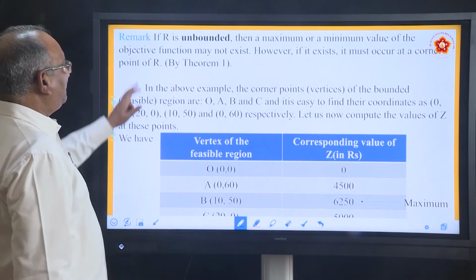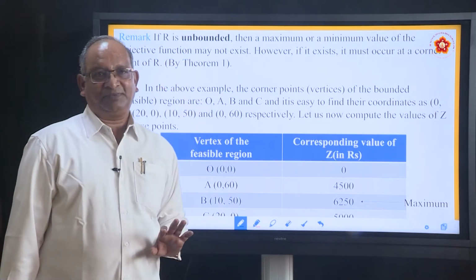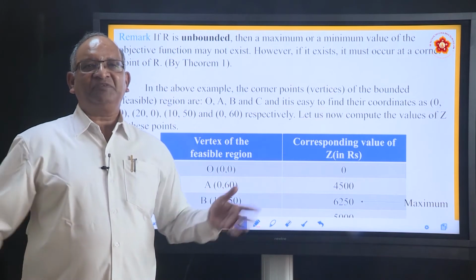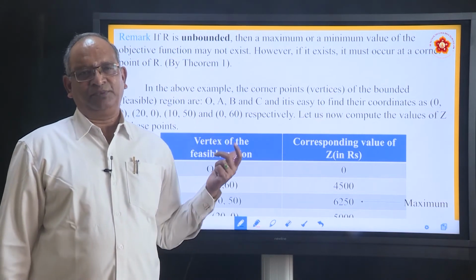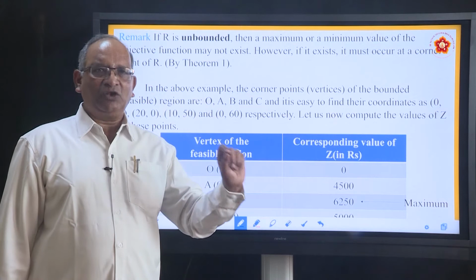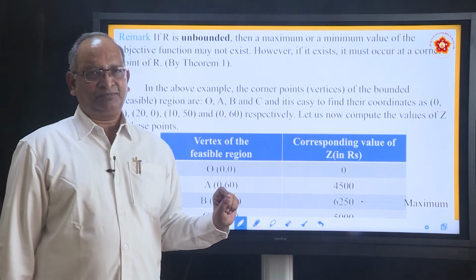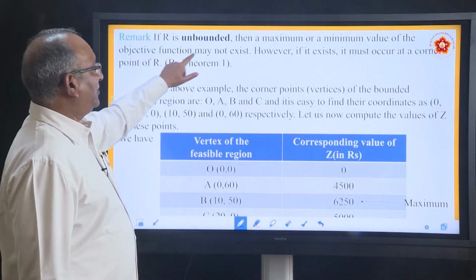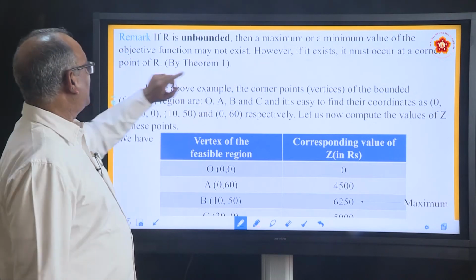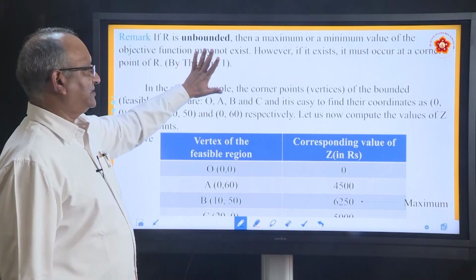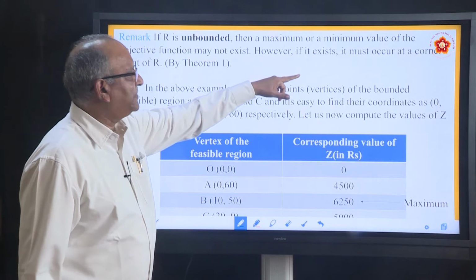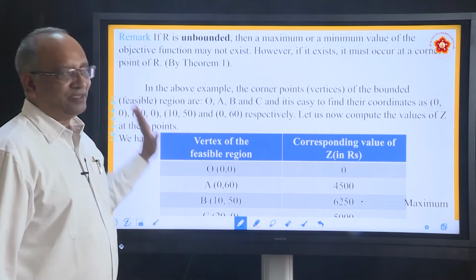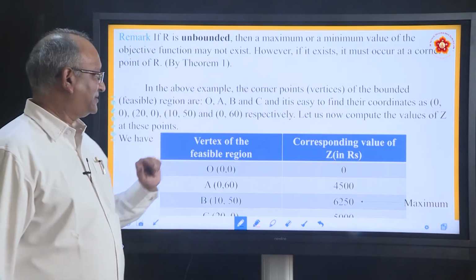Remark: if R is unbounded, it may happen that the area which you are going to get is unbounded. Then what is to be done? Still we look for corner points. So if unbounded, then the maximum or minimum values of the objective function may not exist. However, if it exists, it must occur at the corner points only, like the previous case.